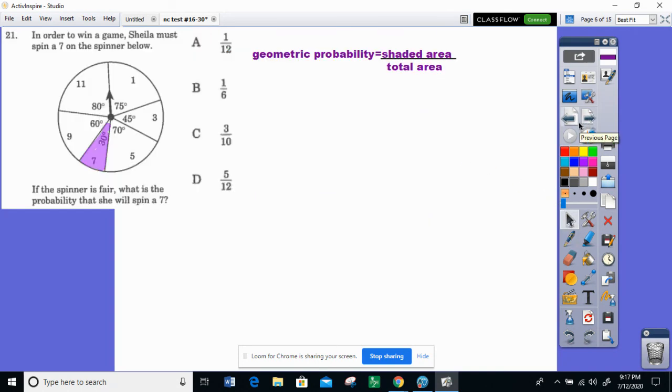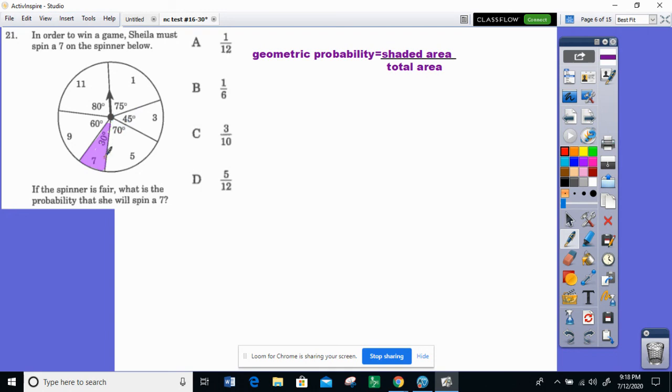Number 21, in order to win a game, Sheila must spin a 7 on the spinner below. If the spinner is fair, what is the probability that she will spin a 7? Well, I put geometric probability equals shaded area over total area.